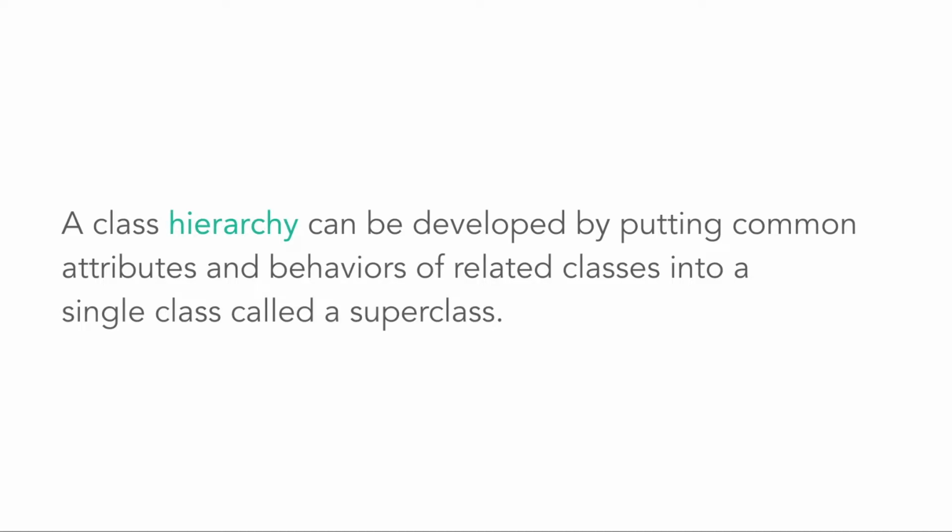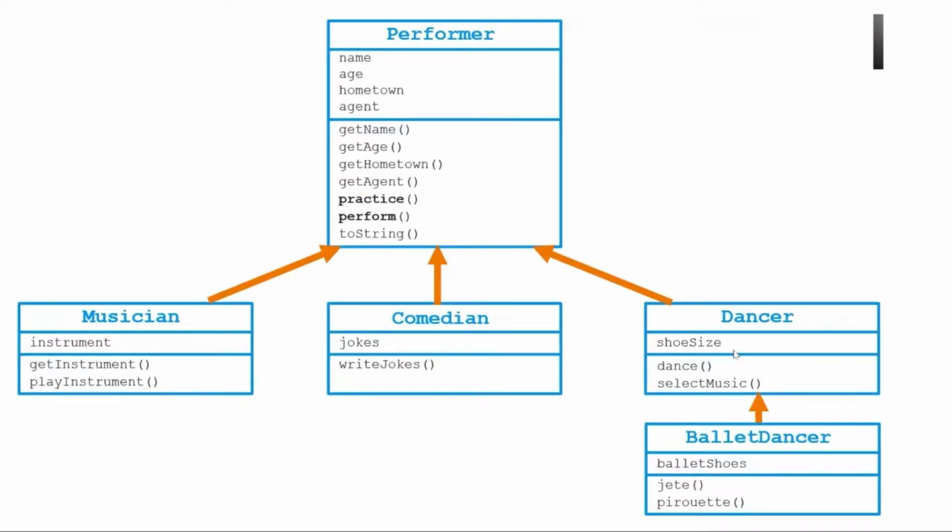A class hierarchy can be developed by putting common attributes and behaviors of related classes into a single class called a superclass. Here's an example of a hierarchy. What common characteristics do musicians, comedians, and dancers have? How are they uniquely different? Musicians, comedians, and dancers all have similar attributes. They have their names, age, hometowns, and agents. They also have their unique attributes and behaviors related to their specific scenario.